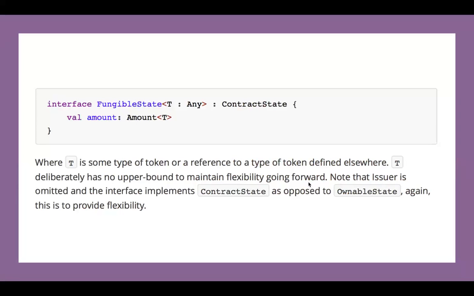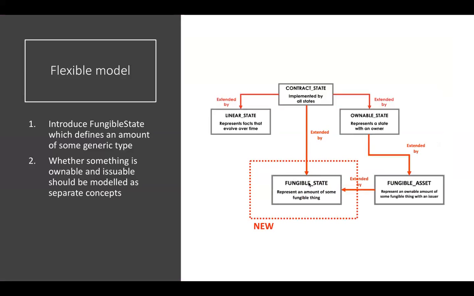Quick question. I mean, you're talking about the fungible state and fungible tokens. In the previous slide, it looks like the fungible asset will be extended by the fungible state. So I know on slide 7 you were representing different ways of representing assets. Where does the fungible token fit in that picture? Sorry, that's a mistake. The arrow from fungible state to fungible asset should be the other way around. Yeah. So fungible asset should extend fungible state.